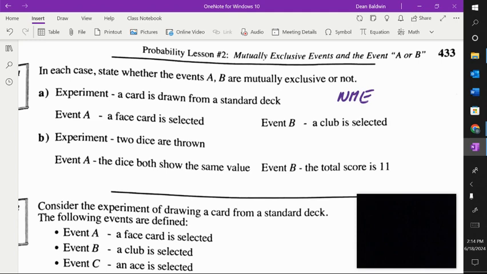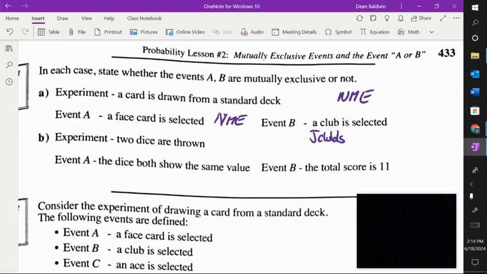Okay, so because you can have a club that is a face card, i.e. you can have the jack of clubs, or the king of clubs, or the queen of clubs, there's overlap, right? So they're not mutually exclusive. So this is NME, not mutually exclusive.